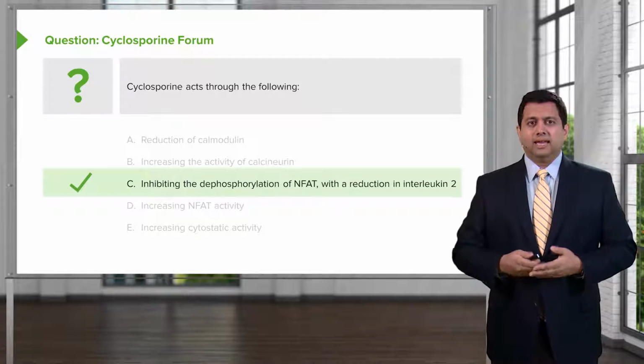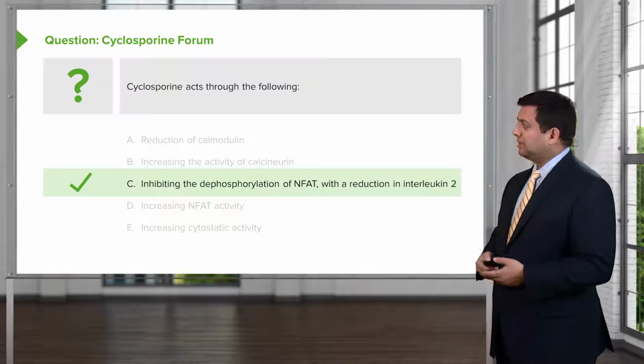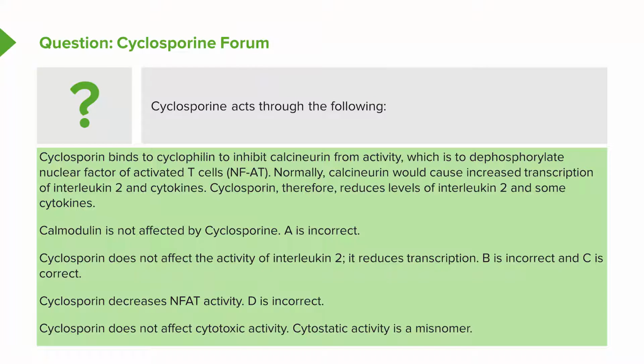Good. C, inhibiting the dephosphorylation of NFAT with a reduction in interleukin-2. So cyclosporin binds to cyclophilin to inhibit calcineurin from activity, which is to dephosphorylate nuclear factor of activated T cells, or NFAT. Normally, calcineurin would cause increased transcription of interleukin-2 and the cytokines. Cyclosporin therefore reduces levels of interleukin-2 and some cytokines and T cell activity.